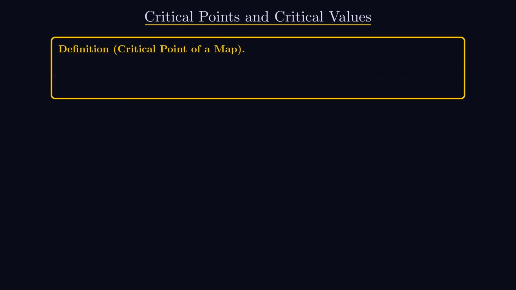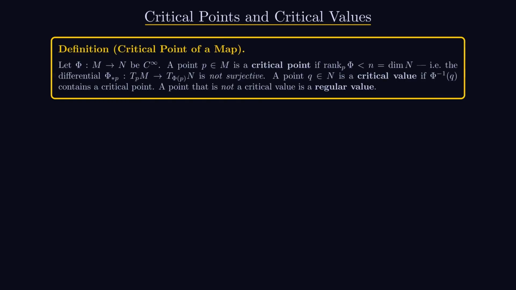The rank can drop below its maximum at individual points. A point p in M is a critical point of φ if the rank at p is strictly less than n. That is, the differential φ*p is not surjective and fails to reach every direction in the tangent space of N at φ(p). The image of a critical point is a critical value. Any point of N that is not a critical value is a regular value.